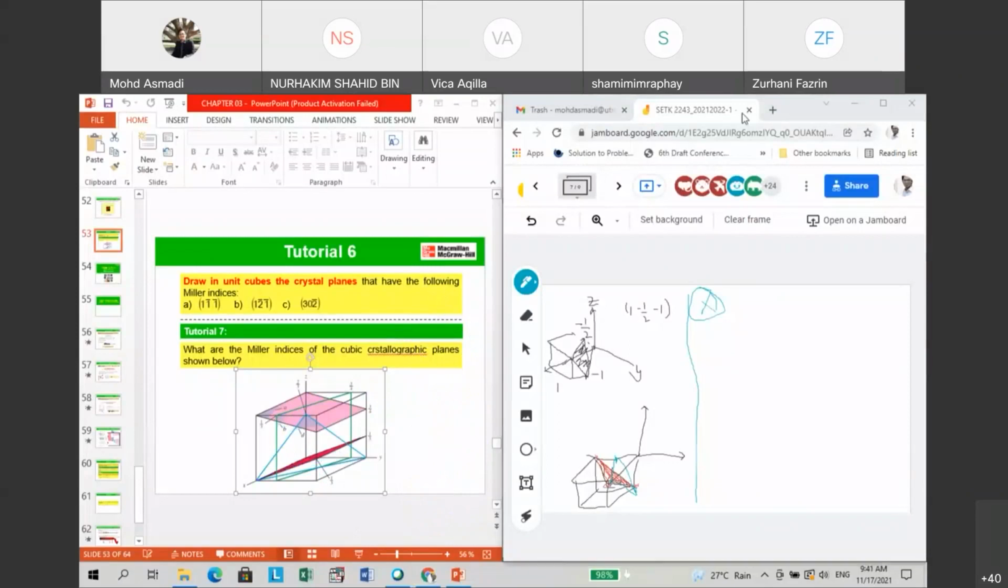Any questions about the Miller indices? I'll give you the answer. Easy. Any questions? I'll give you the answer for the Miller indices. If it's not correct, do let me know. For A, B, C, D, you can do that later. Any questions? All clear. Okay, so just practice.